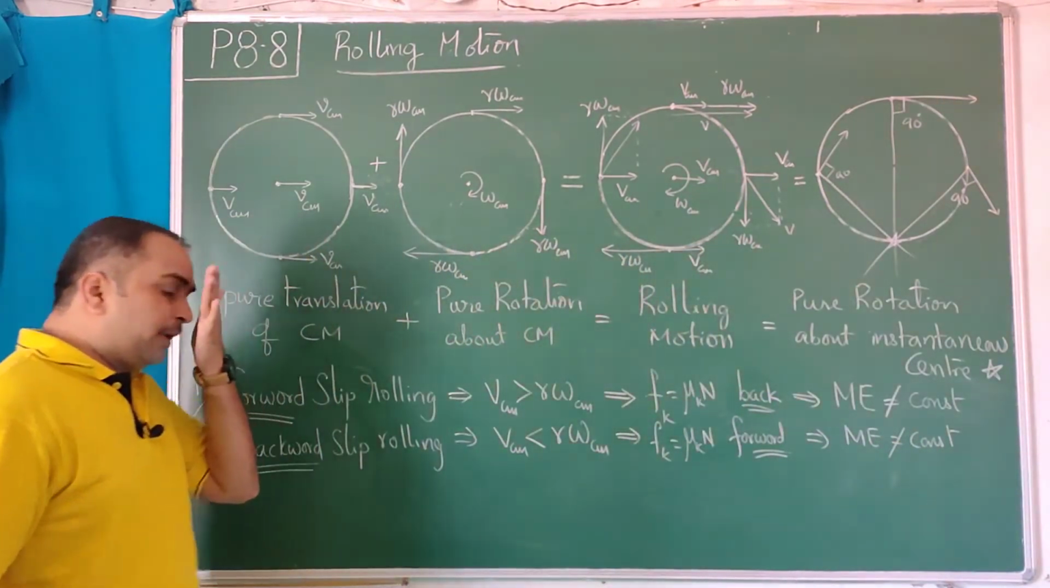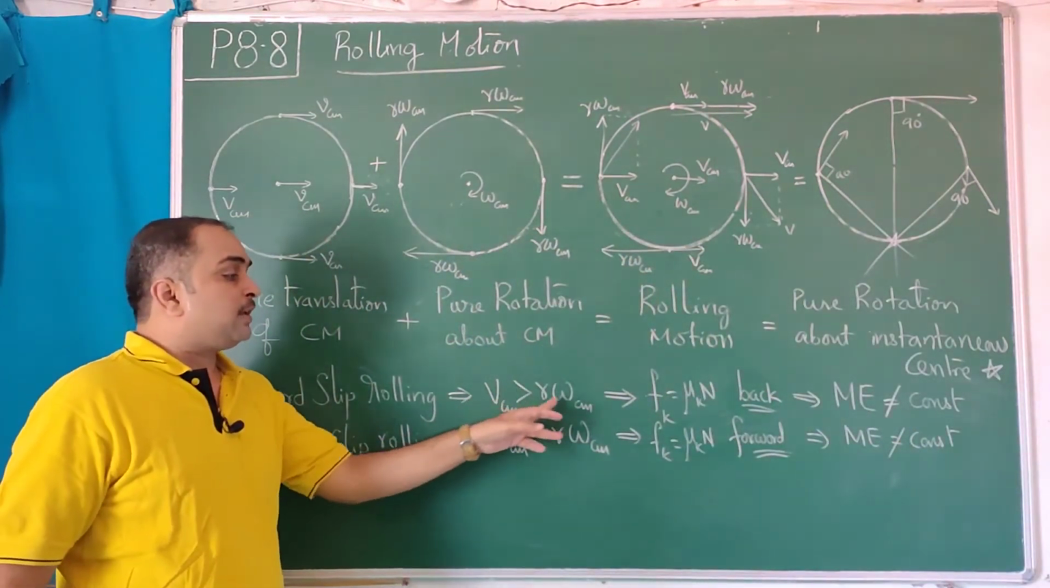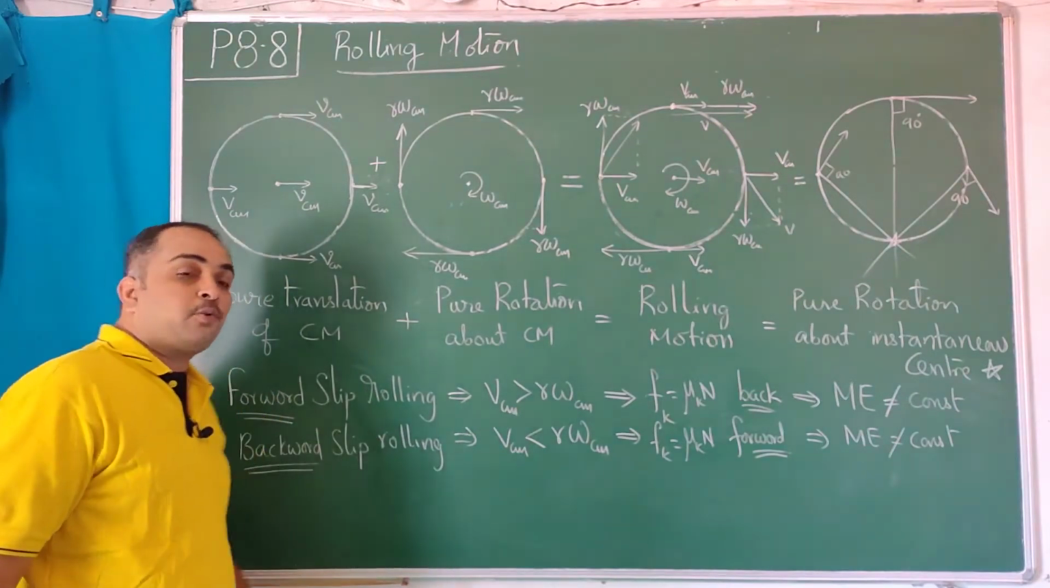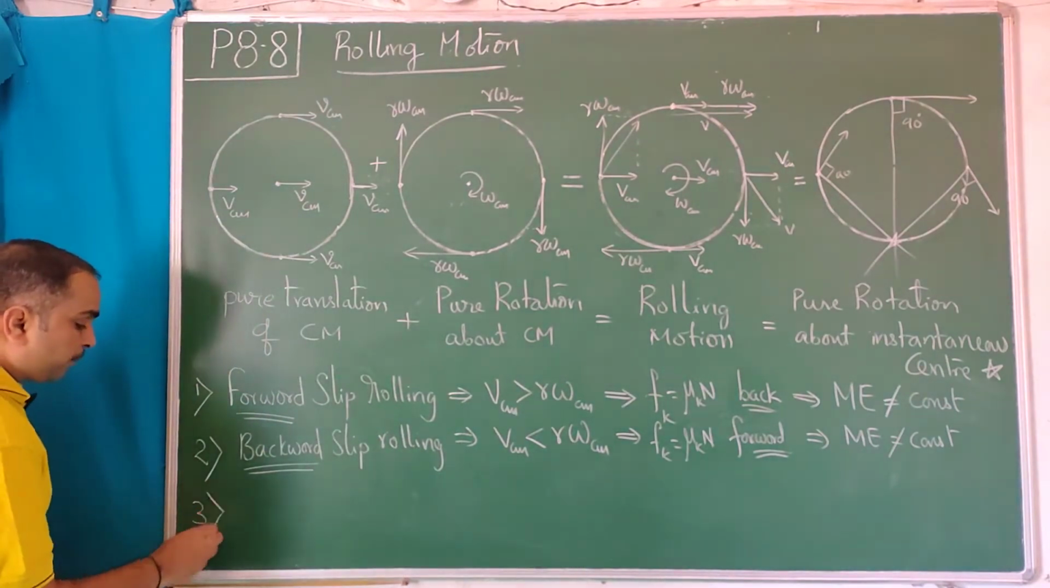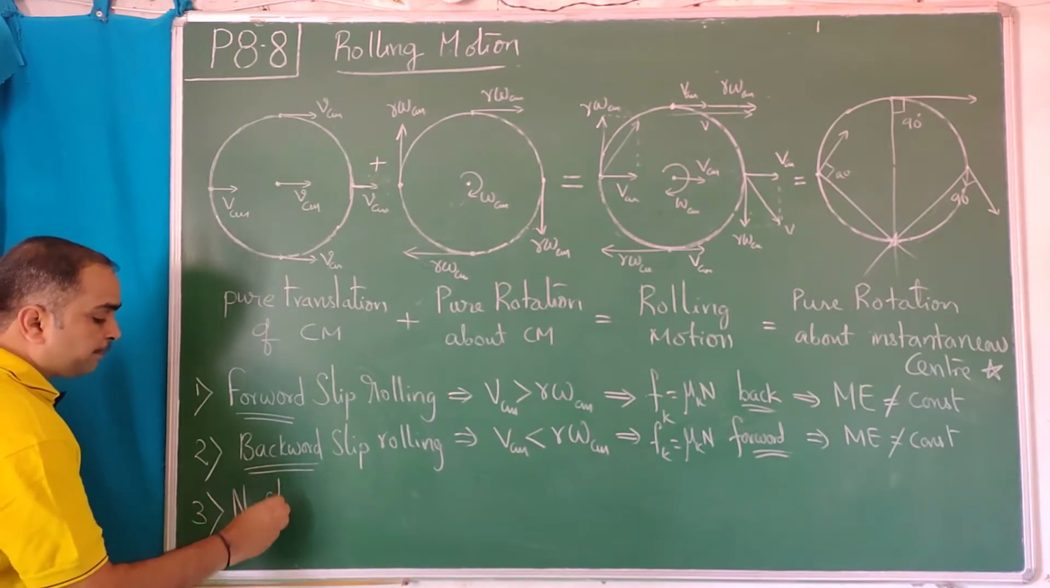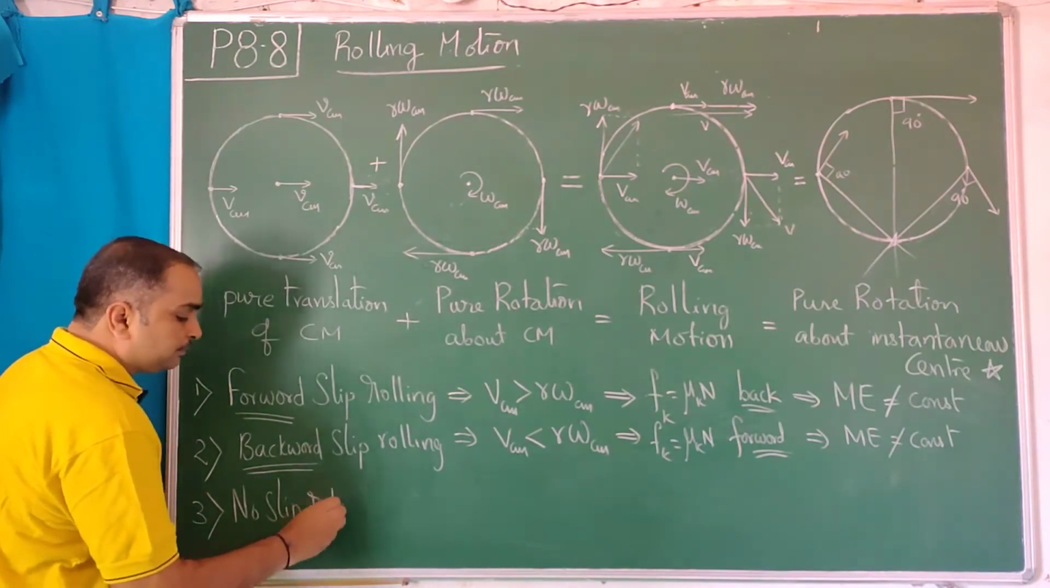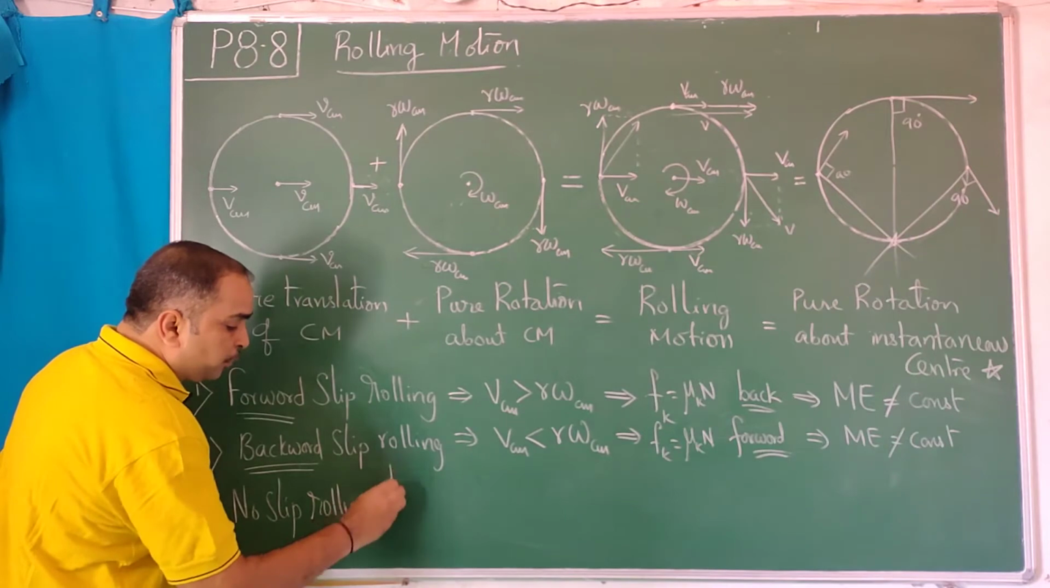This is another slip of rolling. So obviously two conditions are over: VCM greater than r omega, and VCM less than r omega. Left over only one. That is called no slip rolling, and that itself is called pure roll.